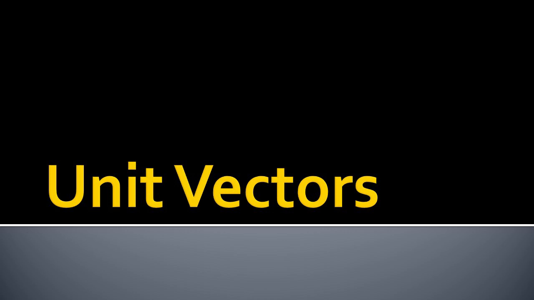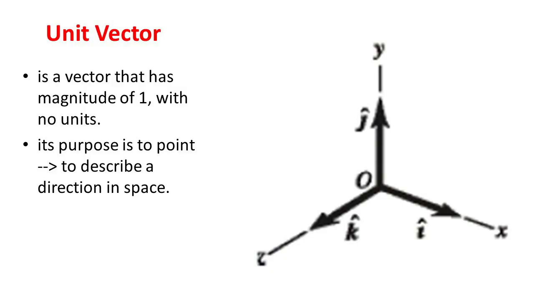For this lecture, we will discuss unit vectors. A unit vector is defined as a vector that has a magnitude of 1 with no units. Its sole purpose is to point to a direction or to describe a direction in space.